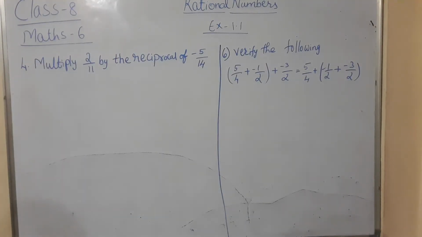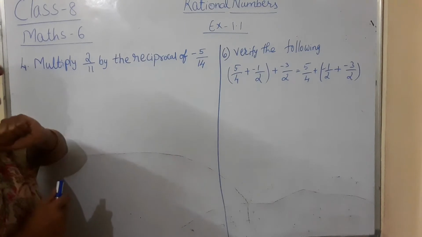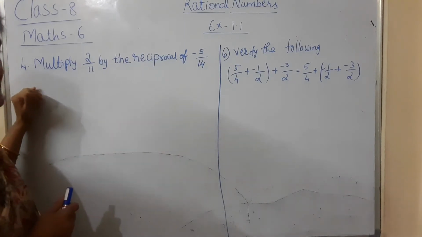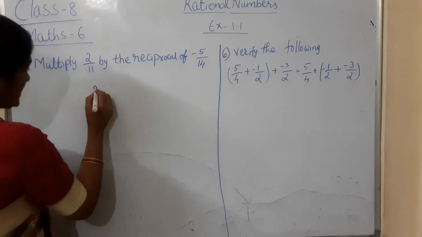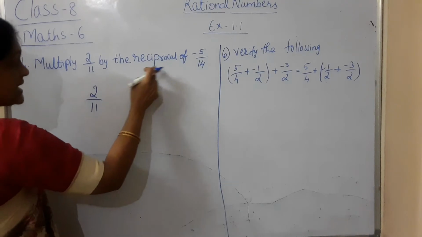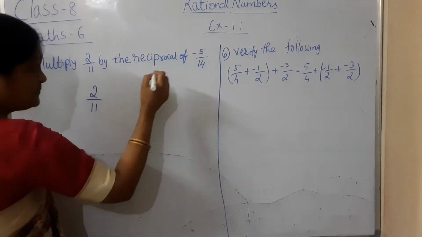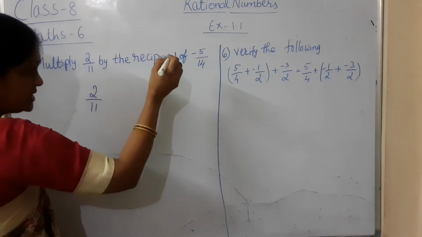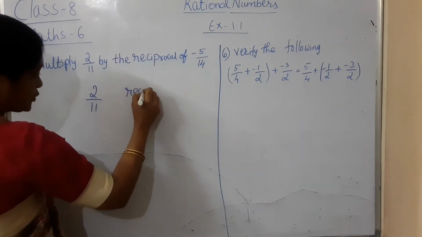Now let's continue with this. Multiply 2 by 11 by the reciprocal of minus 5 by 14. Now here what is being said? Multiply 2 by 11. That means you have to multiply 2 by 11 by what? By the reciprocal of minus 5 by 14. What is a reciprocal? Means the numerator should become the denominator, denominator should become the numerator. That is what is called reciprocal.